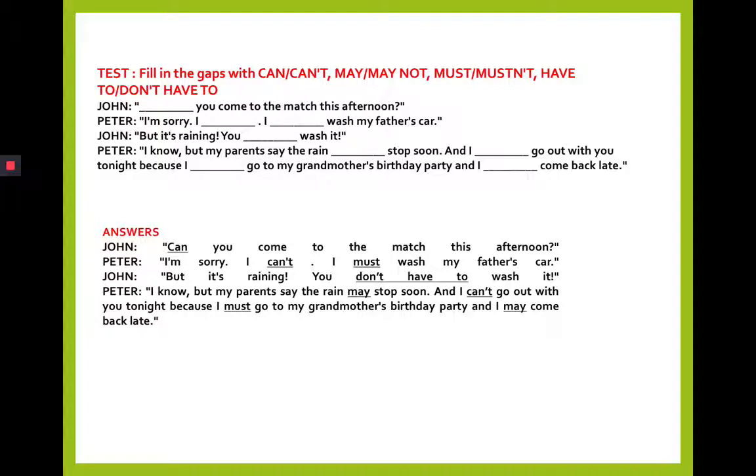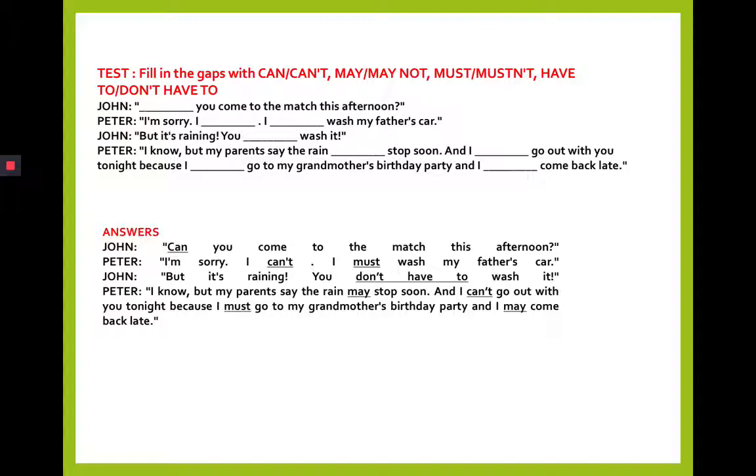So the answer for it, John will say, can you come to the match this afternoon? Peter replied, I'm sorry, I can't. I must wash my father's car. And then John said, but it's raining. You don't have to wash it. Peter replied by saying, I know, but my parents say the rain may stop soon. And I can't go out with you tonight because I must go to my grandmother's birthday party and I may come back late.